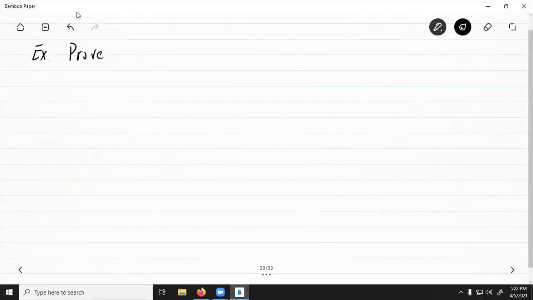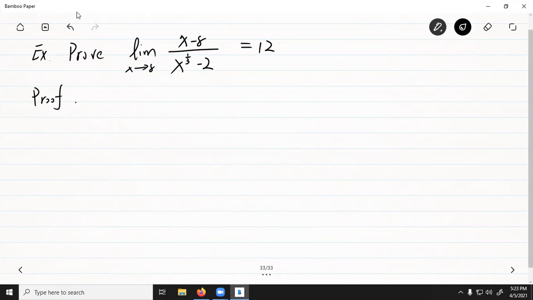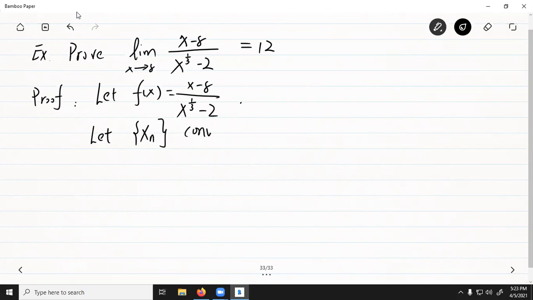Next example, again we use this definition to prove that the limit as x approaches 8 of (x minus 8) over (x^(1/3) minus 2) is equal to 12. Proof. The first thing is we let f of x equal to this expression, (x minus 8) over (x^(1/3) minus 2). We let x_n be a sequence converging to 8, and x_n is not equal to 8 for all n.